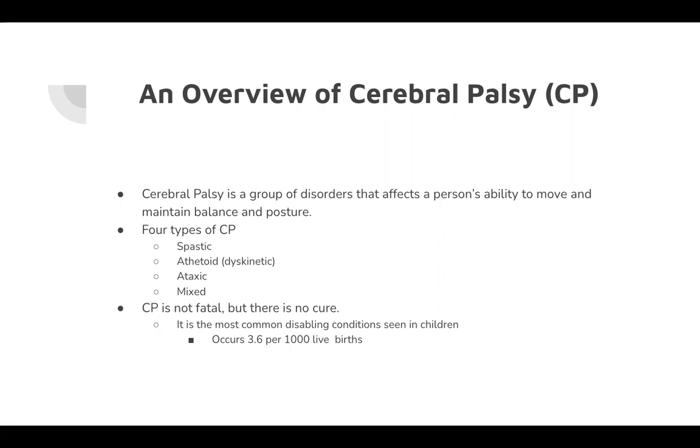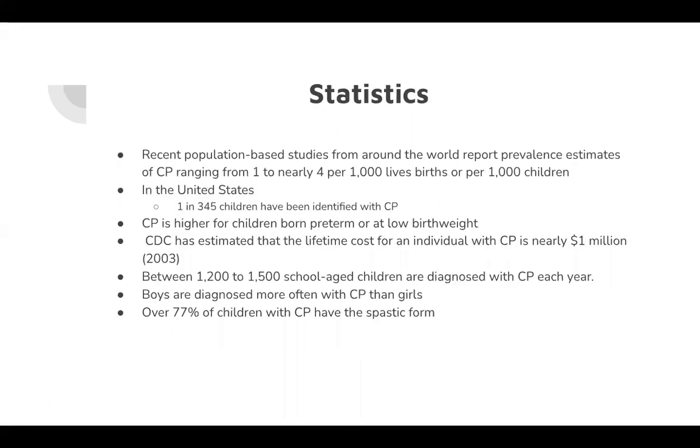It is the most common disabling condition seen in children. It occurs in 3.64 per 1,000 live births. Recent population-based studies from around the world report prevalence estimates of CP ranging from 1 to nearly 4 per 1,000 live births or per 1,000 children. In the United States, 1 in 345 children have been identified with CP. CP is higher for children born preterm or at low birth weight.